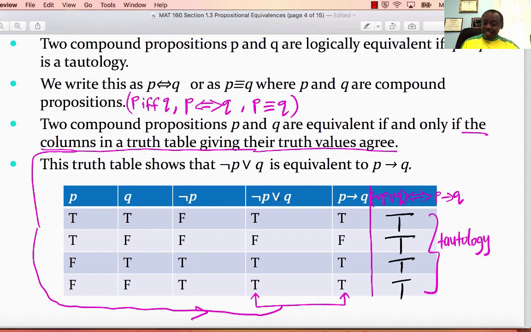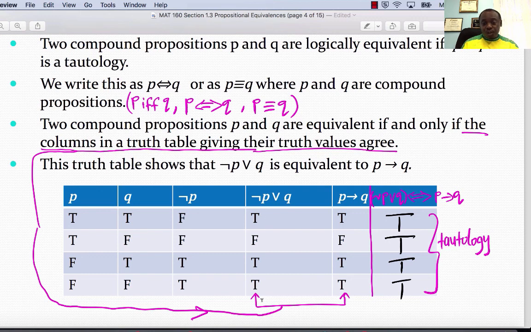But we said something about tautologies. So we could also do not P or Q if and only if P implies Q. And recall that if and only if is true if and only if both truth values are the same. So T and T is T, F and F is T, T and T is T, T and T is T, all true. That is a tautology.